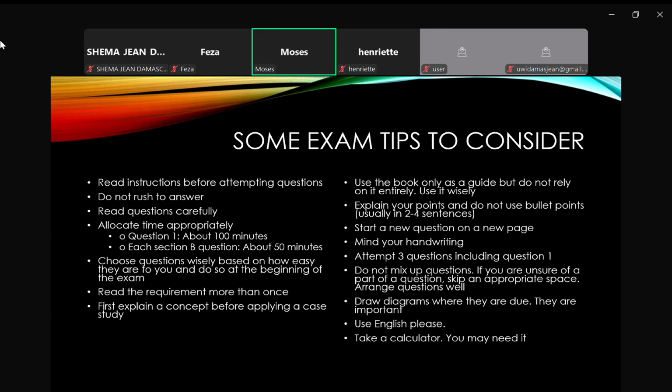Please use your textbook or your study materials as a guide only. In other words, refer to the case study. Do not copy and paste everything 100%. Remember to relate to the case study.